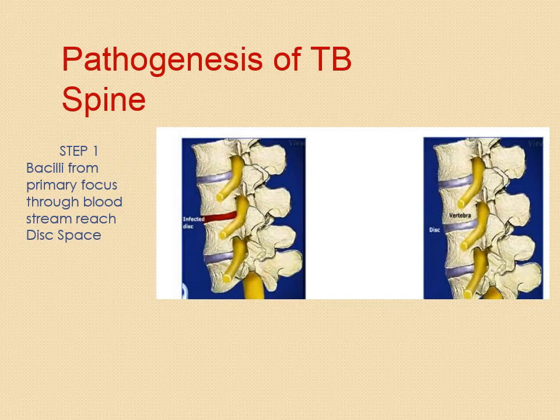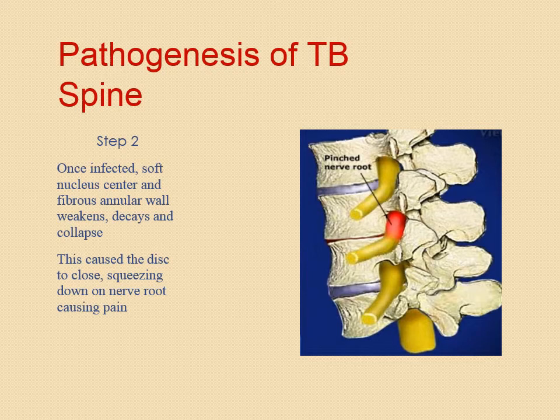Now coming to the pathogenesis of TB spine, we will go in a stepwise fashion. First, step 1. Bacilli from the primary focus reach the disc space through the bloodstream. The infection's focus is seen in the red color. Now step 2. Once infected, the soft nucleus center and the fibrous annular wall weaken, decay, and collapse. This causes the disc space to close, squeezing down on the nerve root, causing pain.